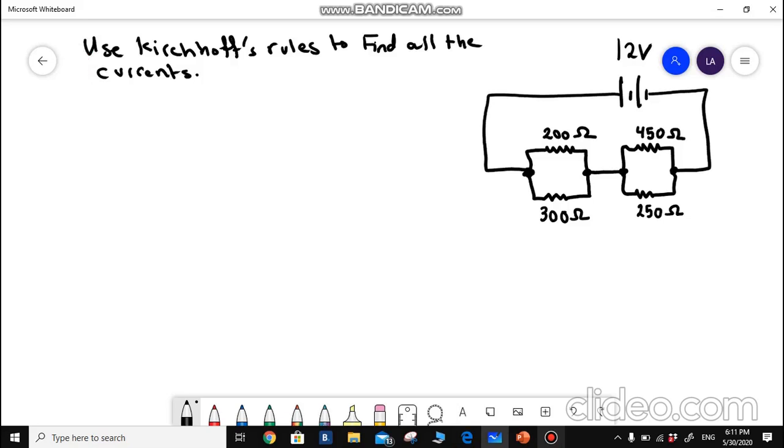Today we will be solving another sample problem related to Kirchhoff's rules. The circuit is sketched here for you. As you can see, we have two parallel connections in the circuit and they are connected to a 12-volt battery. Kirchhoff rules are the two rules that we usually use, which are the junction rule and the loop rule.